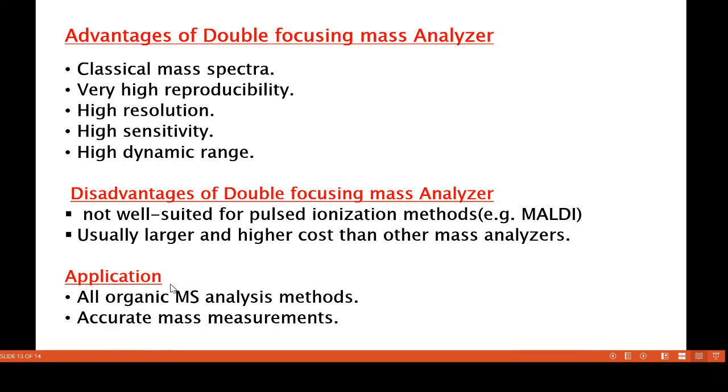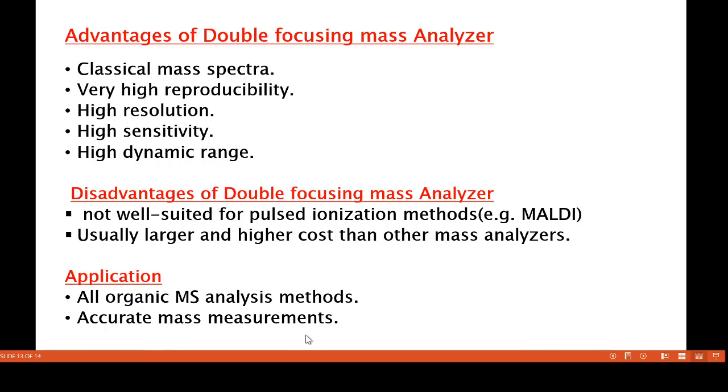Okay, then applications. All organic compounds are analyzed by using this technique. Accurate mass measurement is done by using this double focusing mass analyzer.